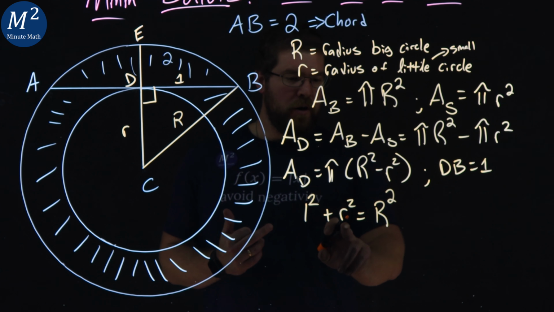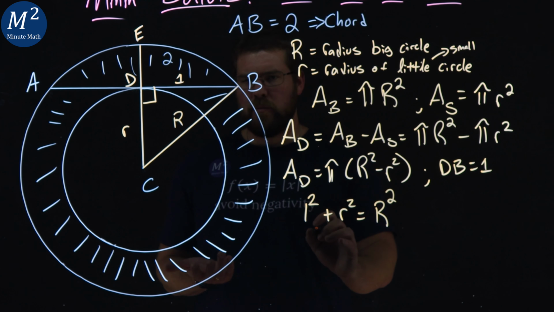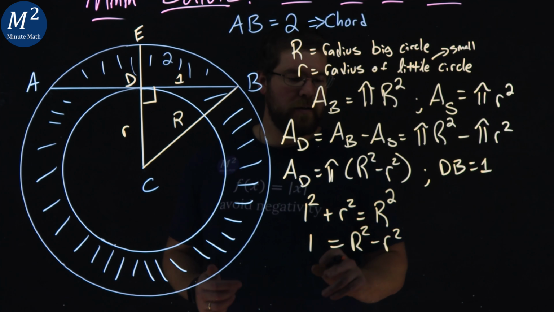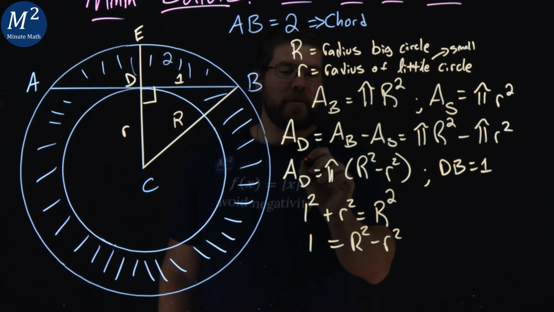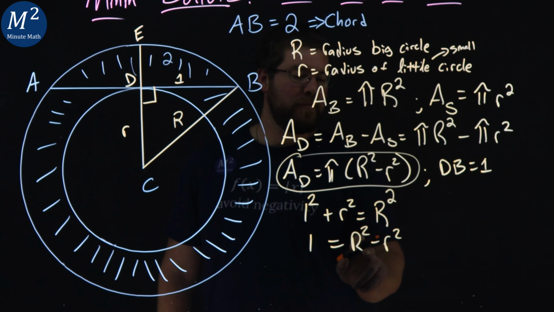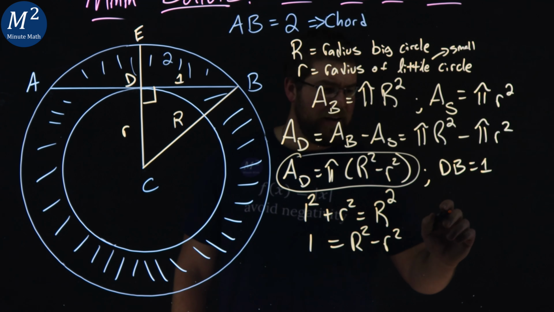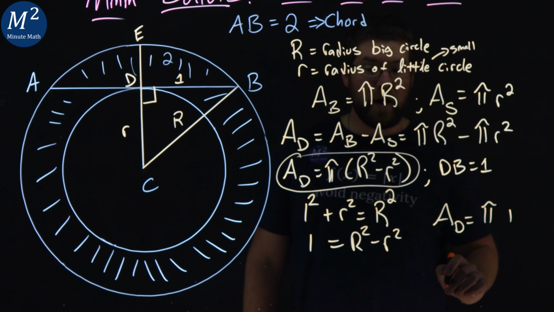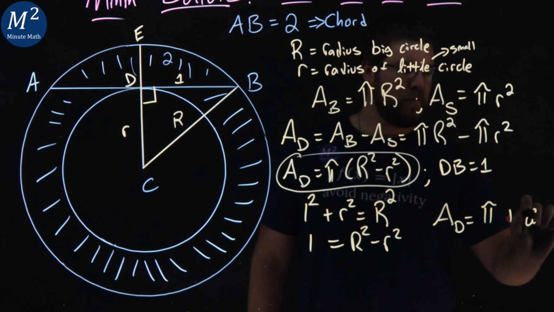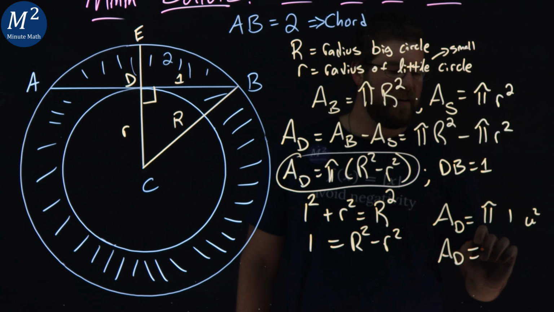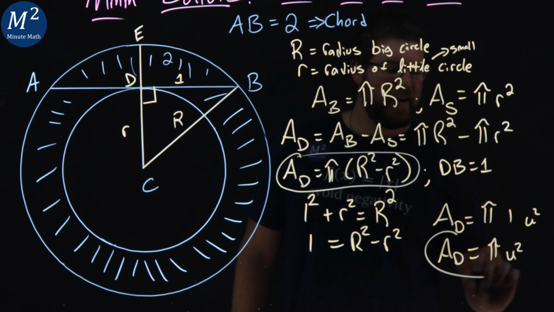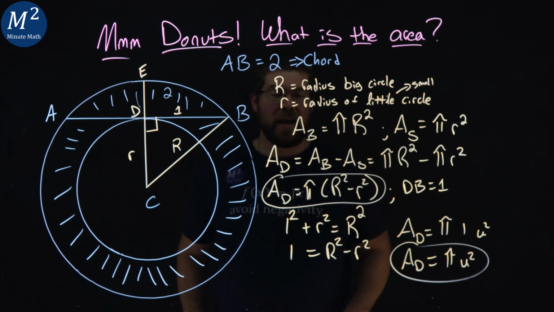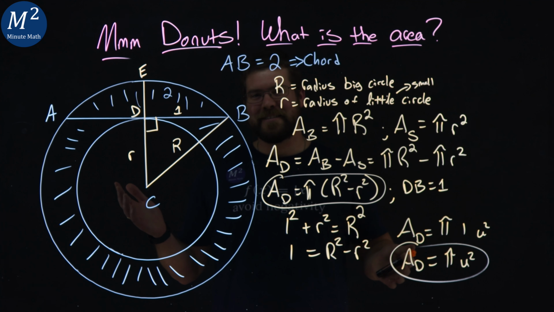Now if I bring r squared over here, 1 squared by itself, and 1 squared is 1, is equal to big R squared minus little r squared. And look at that, our formula for the area of the donut has exactly big R squared minus little r squared. So the area of the donut, pretty easy problem, is just pi times 1, because we said it's equal to 1 unit squared. The area of our donut is just pi units squared. And isn't that a lovely problem, that the area of our donut is pi units squared? I hope you learned something here, and as always, thanks for watching.